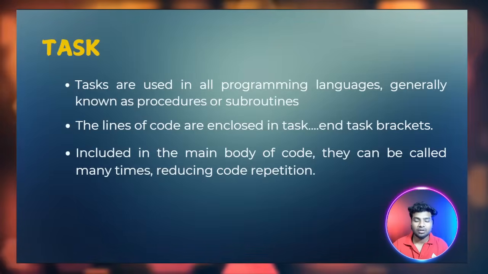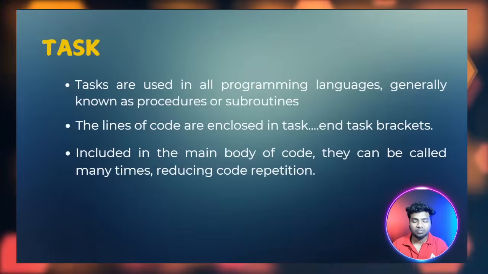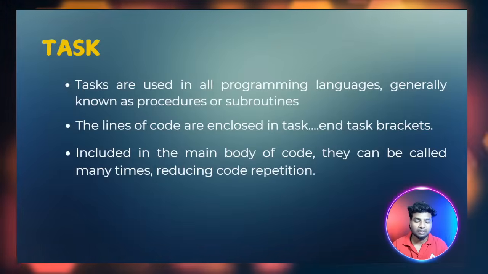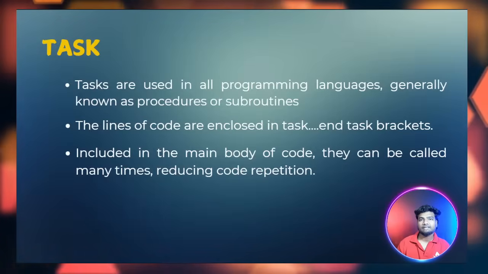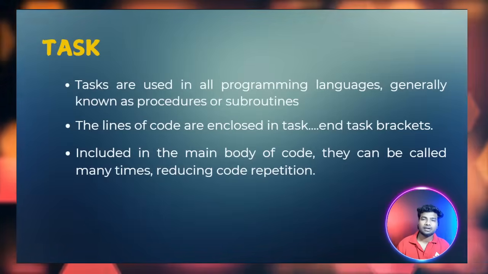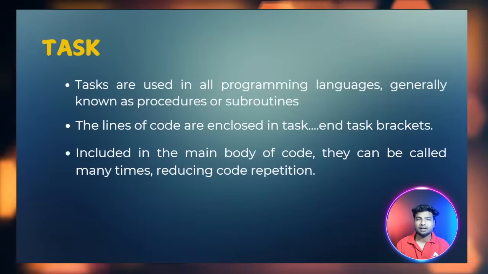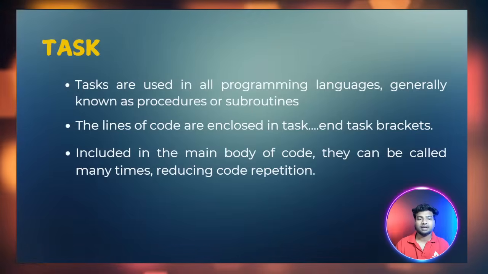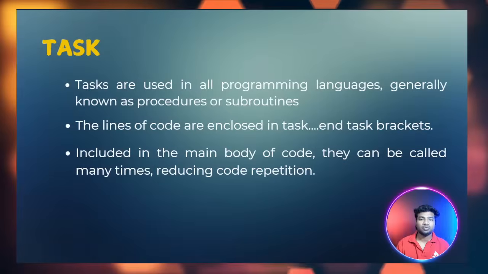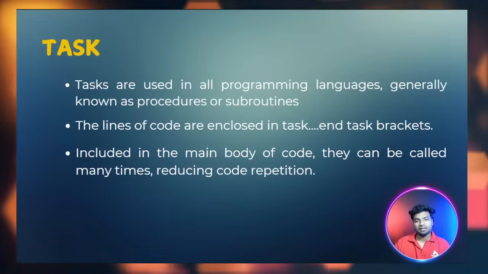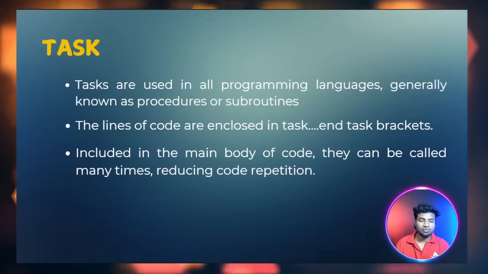These lines of code are enclosed in task and endtask, and they include the main body of code. They can be called many times, reducing code. So we can create a task starting from the task name and ending with endtask. Inside task and endtask we can write the logic. If you want that logic, you can just call the task and implement it in your code. This is how we can create the task.